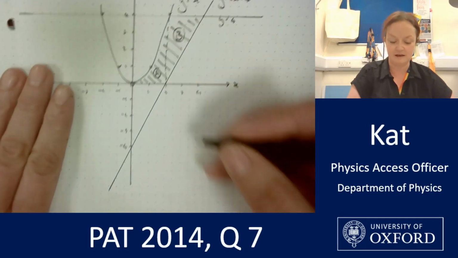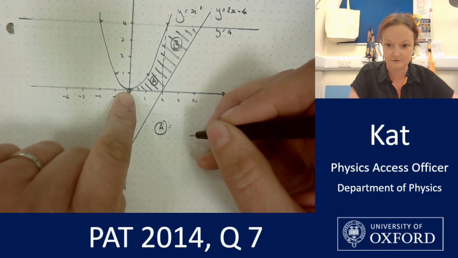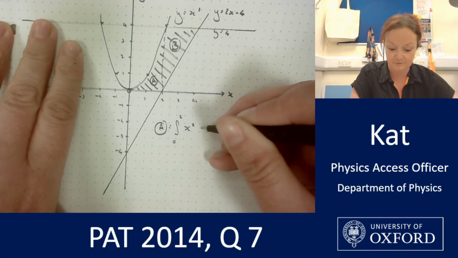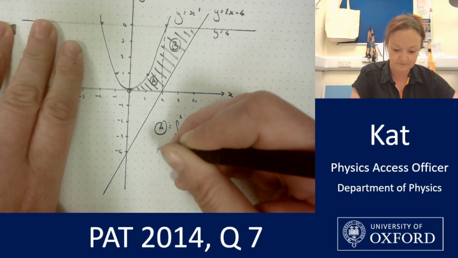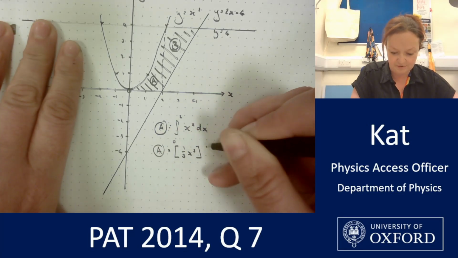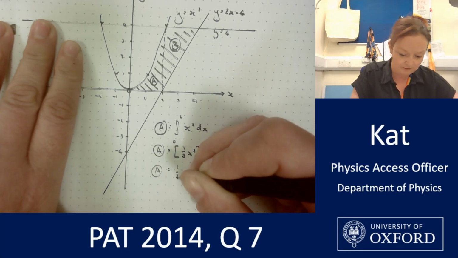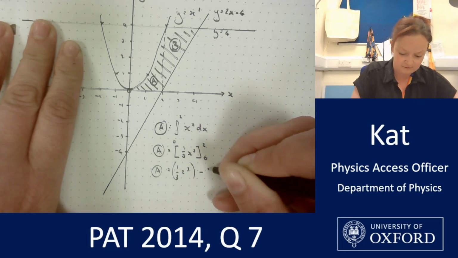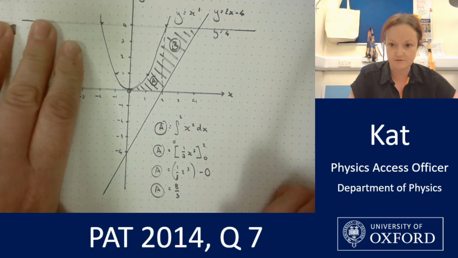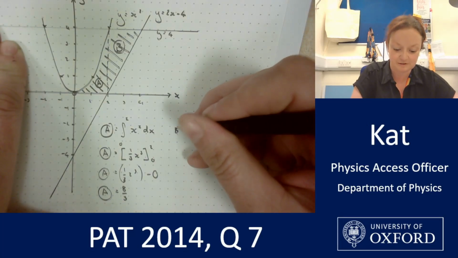To evaluate the area of region A, I'm going to be evaluating the integral between 0 and 2 of the curve x squared with respect to x, which is a very straightforward integral. It's a third of x cubed between 2 and 0, or 1/3 of 2 cubed, take 0, 8/3.